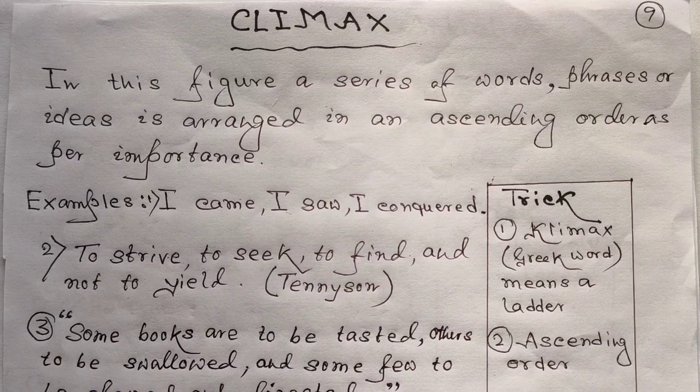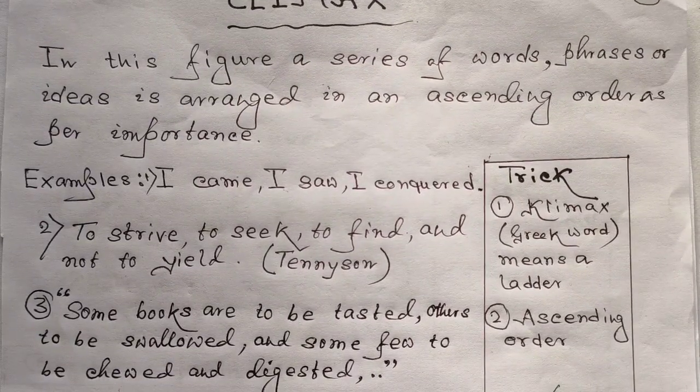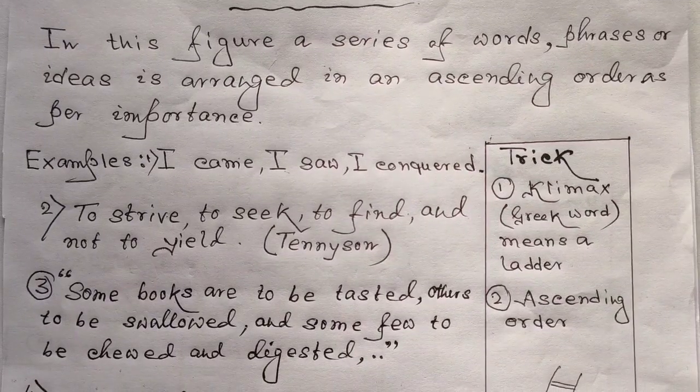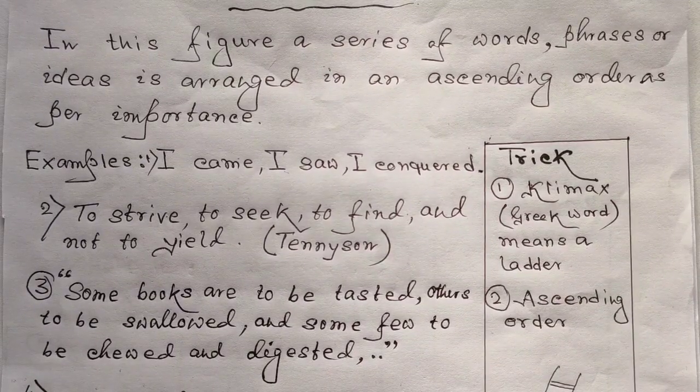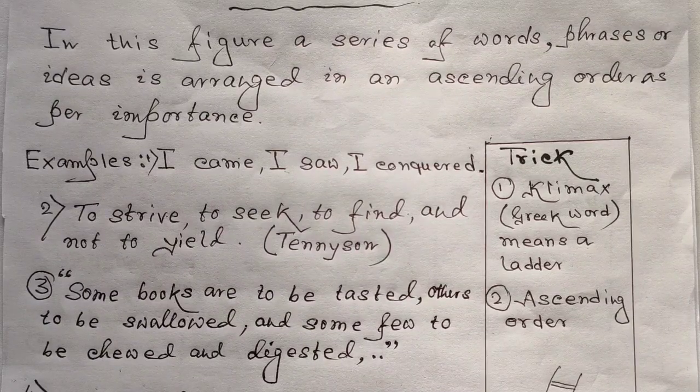Well, let's have a look at the third example. "Some books are to be tasted, others to be swallowed, and some few to be chewed and digested." This is a very famous line from Of Studies by Francis Bacon. Some books are to be tasted means some books are to be read a bit or in parts. Some books are to be swallowed. Swallowed means to be read but not so curiously. But there are few books which have to be read completely with diligence and rapt attention. That means you have to understand the nuances of the meaning of what is written.